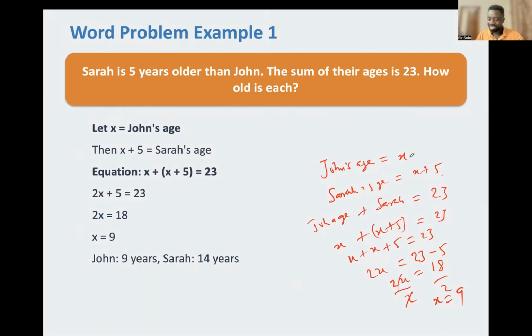So John is 9 years. Now Sarah is older than John by 5 years. So you have to add 5 to 9 years. 9 plus 5 is 14 years. So Sarah is 14 years.